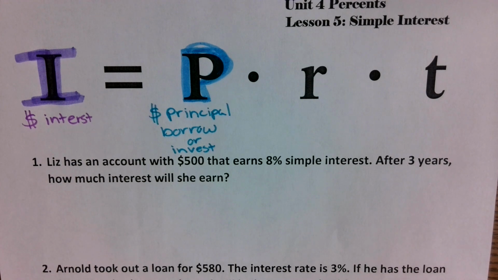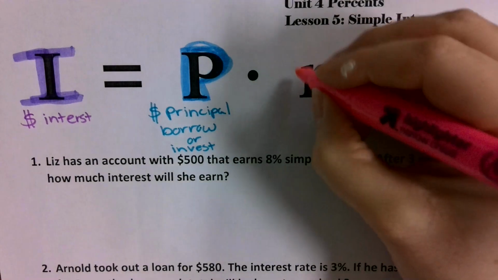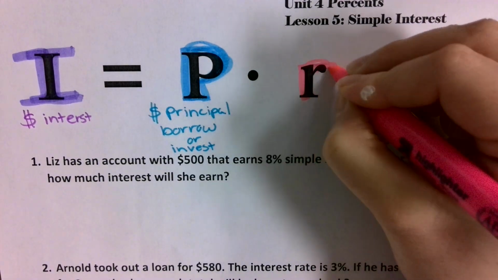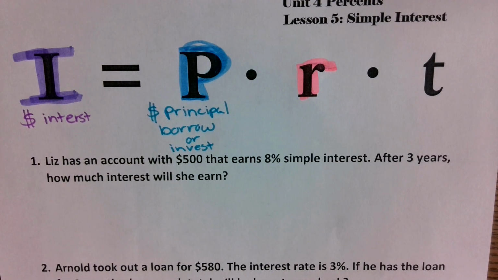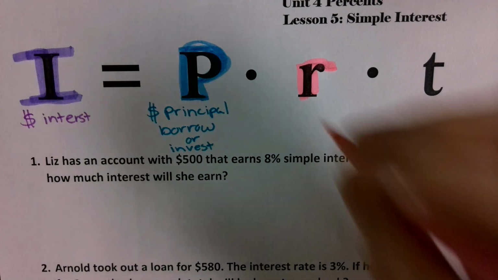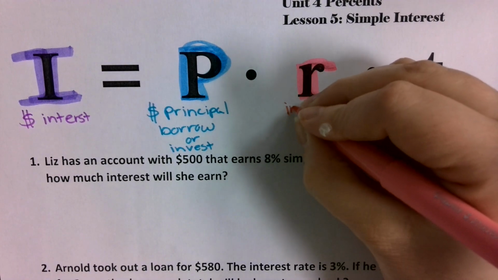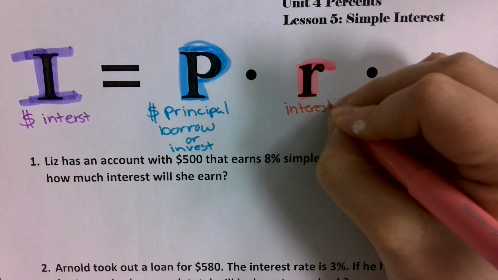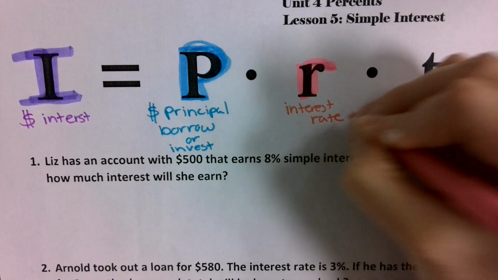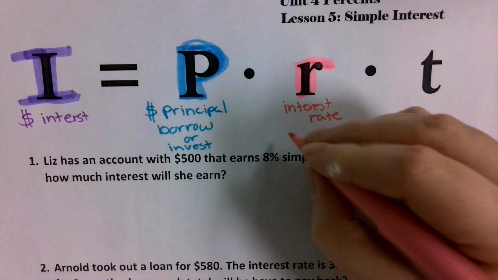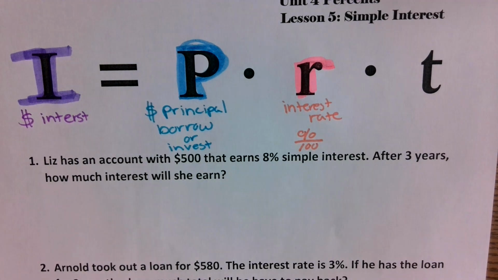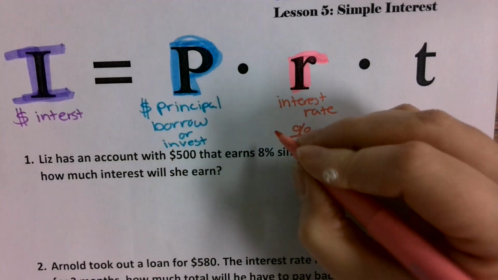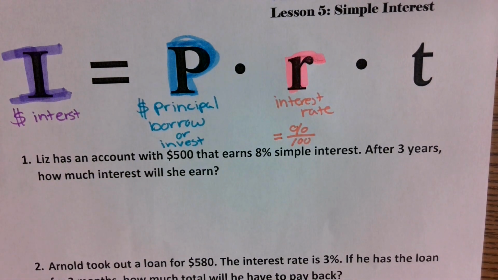Okay, then we've got R. R, I'm going to identify that in pink. You know me, I like to have everything in different colors. So R is going to stand for your rate. This is your interest rate. And the way that we calculate the interest rate, it's always a percentage over 100. You're always going to write it as a percentage over 100.